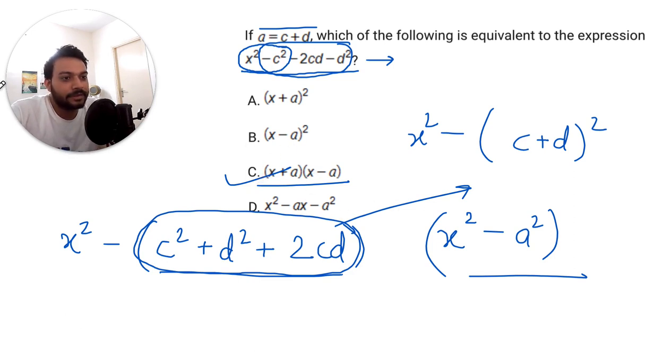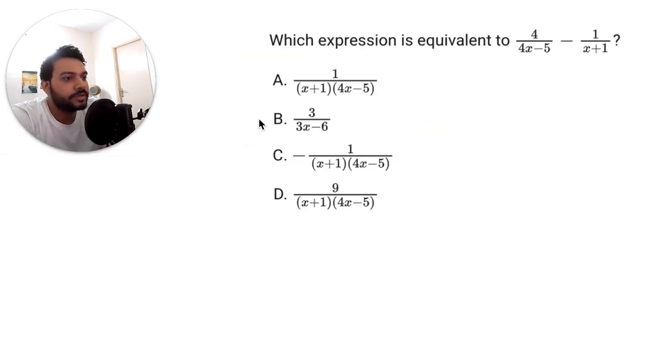Okay, next question. Which expression is equivalent to 4 over 4x minus 5 minus 1 upon x plus 1? Simple fraction subtraction with algebraic terms, obviously. Okay, so if you look at the options, it should strike to be obvious that the denominator would look like 4x minus 5 times x plus 1, unless something is getting cancelled from the numerator. So at the outset, we can say that A, C, and D might be the correct ones. Like one of these would be the correct one. Okay.